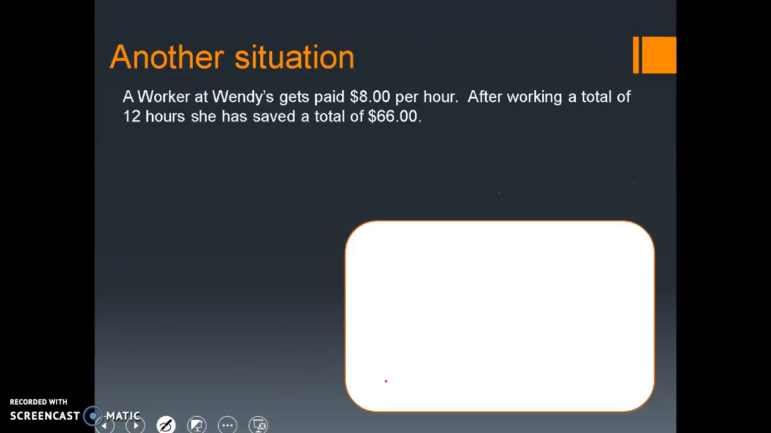Let me show you how this works with a different example. Suppose a worker at Wendy's gets paid $8 per hour. Well, that's our slope. We know that's the rate of change. And we know that after working 12 hours, she brought home $66. Well, you know that 8 times 12 is not 66. And so she must have started out in the hole. Maybe she bought her t-shirt or her hat in order to work there. And so that would be a cost for her.